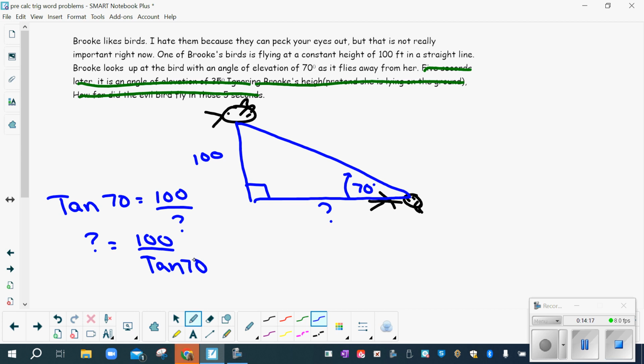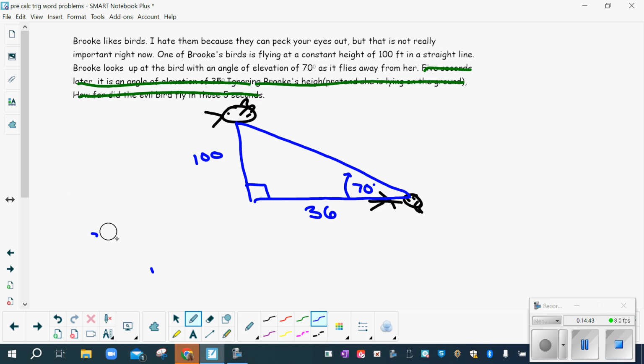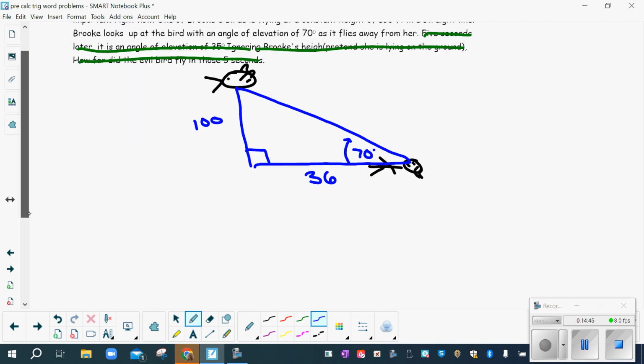Did you get about 36 feet, right? About 36 feet? Okay, so that bird has gone 36 feet. Well, at this point, Brooke starts crying. She covers her eyes and she cries for 5 seconds. That's really a long time if you think about it. 1001, 1002, 1003. So she cries. And when she opens her eyes, the situation has changed.